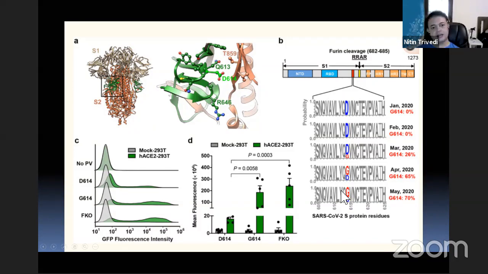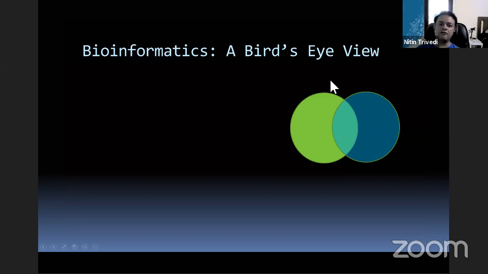So this is exactly what evolution is all about. Change in allele frequency in a population over time, over generations. That is called evolution. So the coronavirus is evolving. So coming to bioinformatics, a bird's eye view.